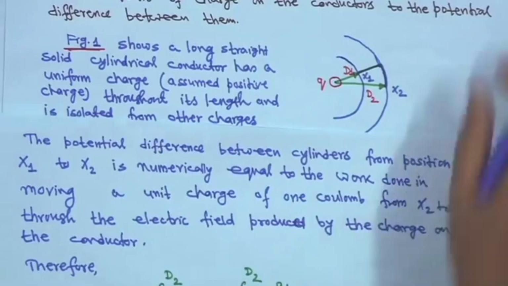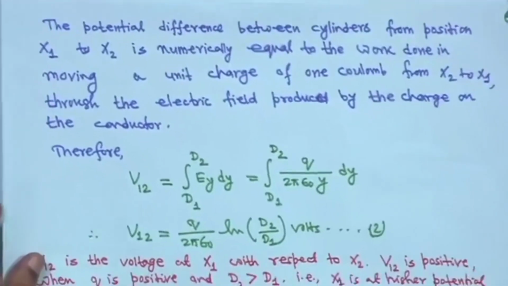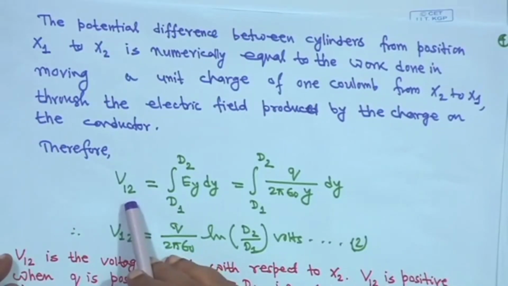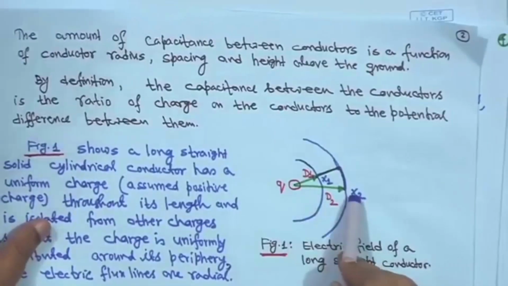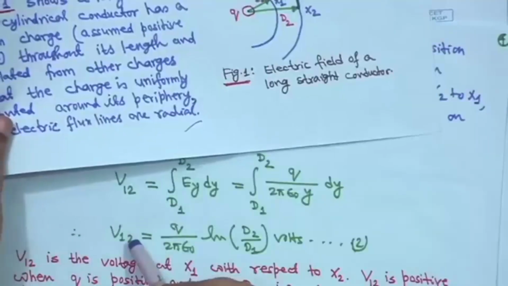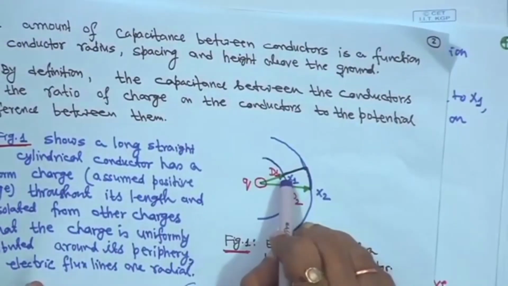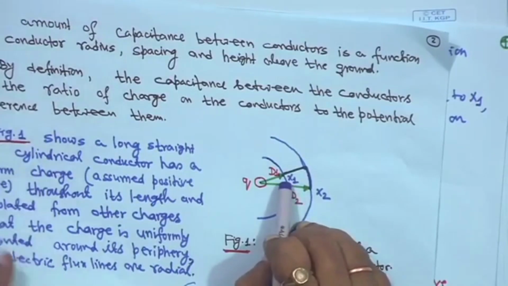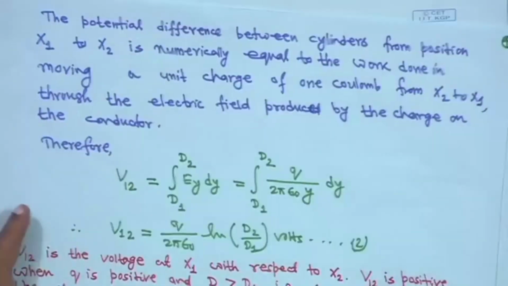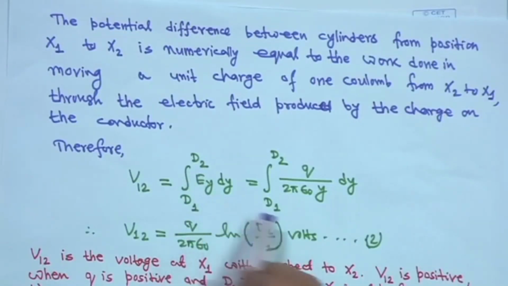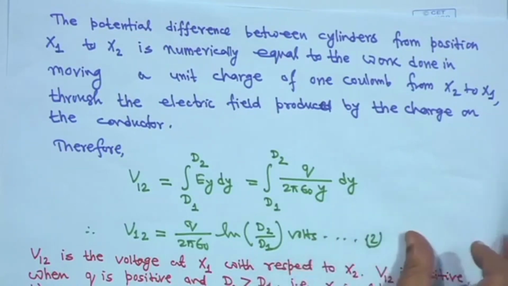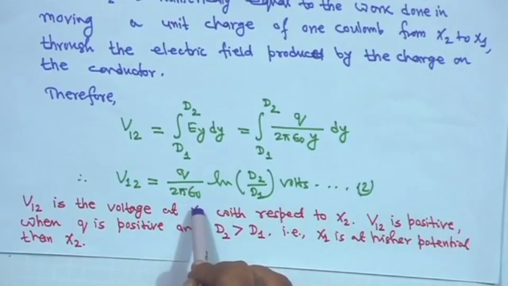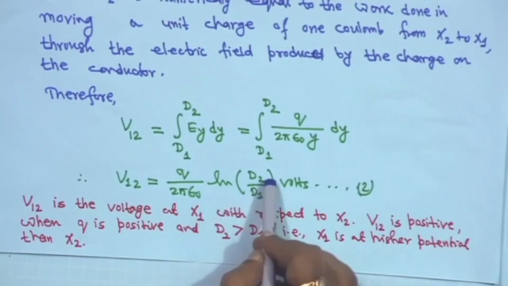Therefore, this voltage V12 from integration will be from d1 to d2, because when we are making 1 to 2, it is at point x1. That V12 is the integral from d1 to d2 of Ey dy, which is equal to the integral of q upon 2 pi epsilon 0 y into dy. That means V12 is equal to q upon 2 pi epsilon 0 natural log d2 upon d1 volt.